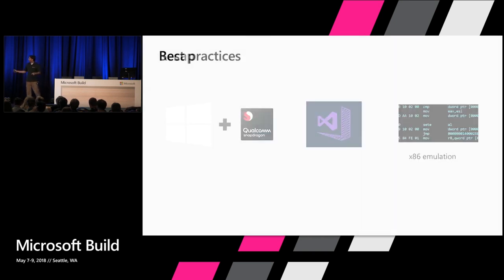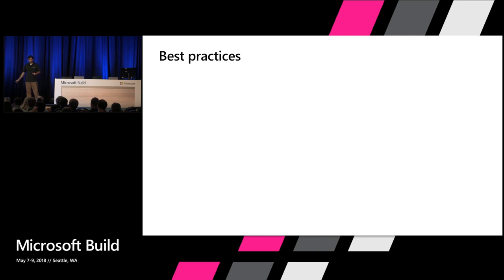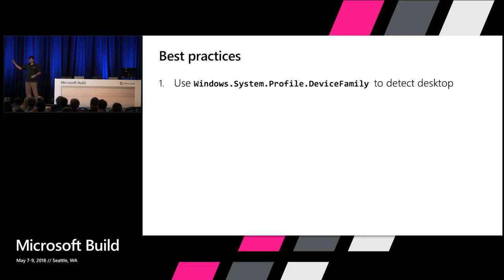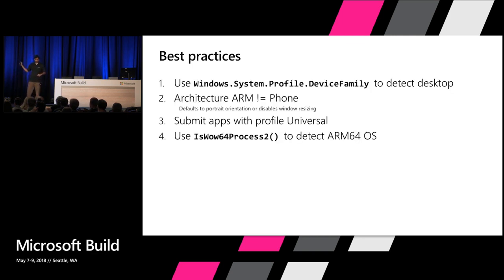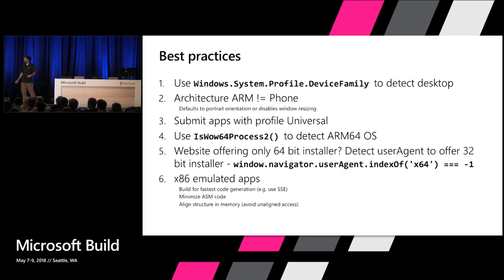And so we have only 5 minutes left, and this is the last slide. I just wanted to quickly go through some of the best practices for the developers in the room. What we've seen is that a lot of UWP apps make an assumption. Hey, if architecture equals ARM, then it must be a phone. No. Windows 10 on ARM is here. It's a PC. It's desktop. If you want to detect if it's desktop, use the device family API. Do not rely on architecture. That is the wrong check.